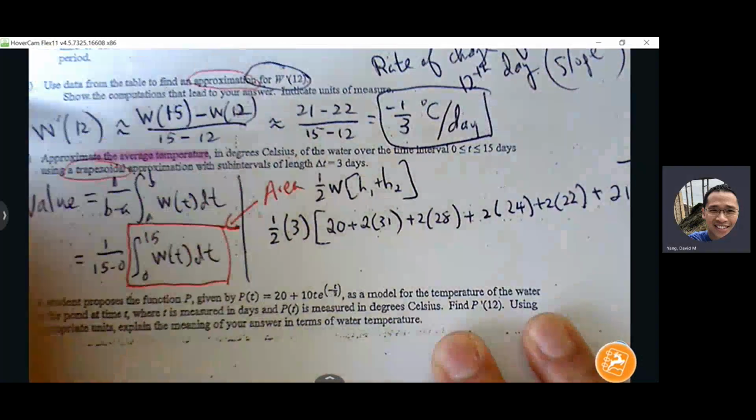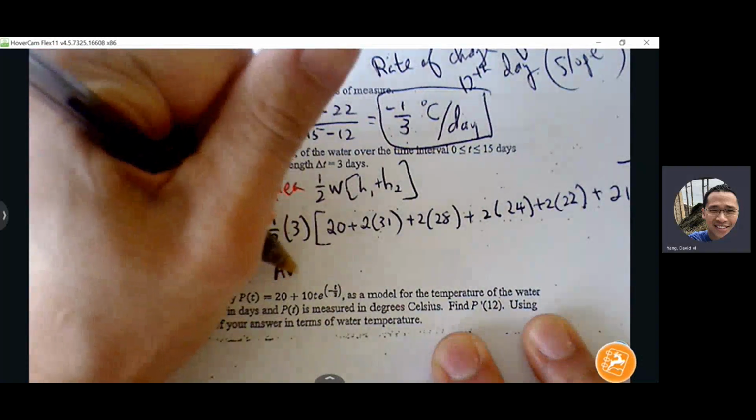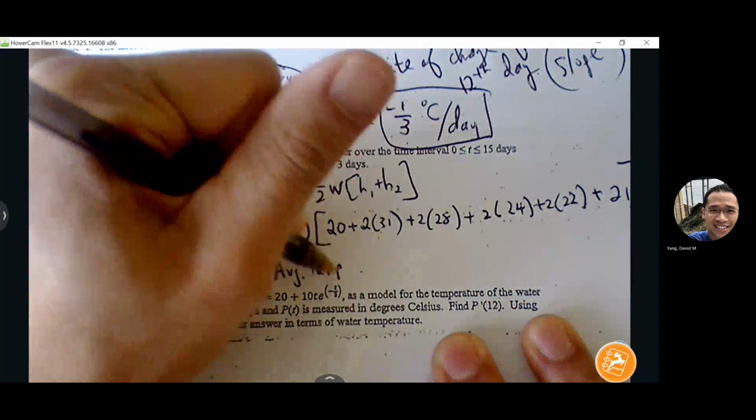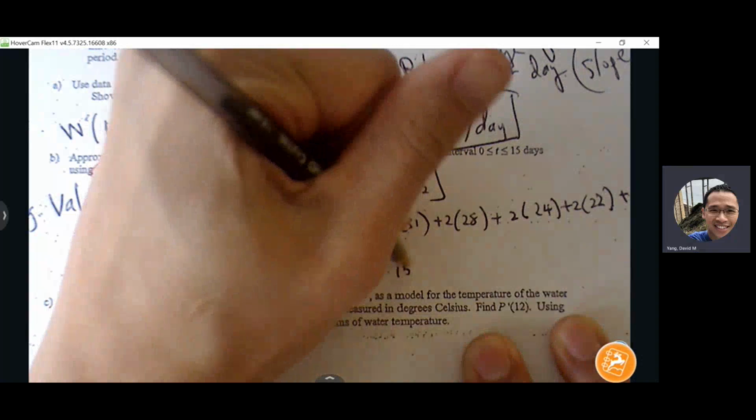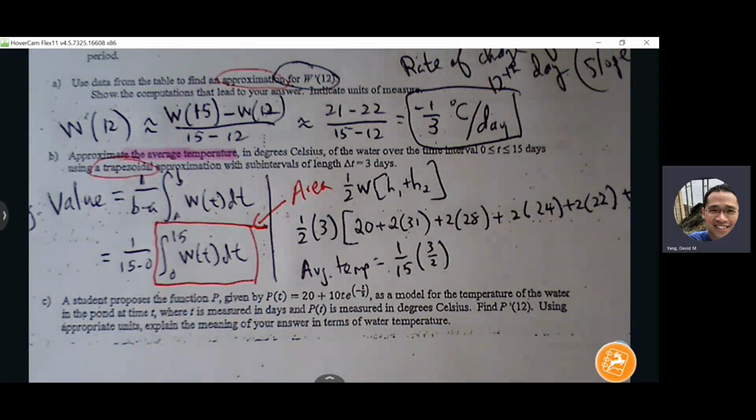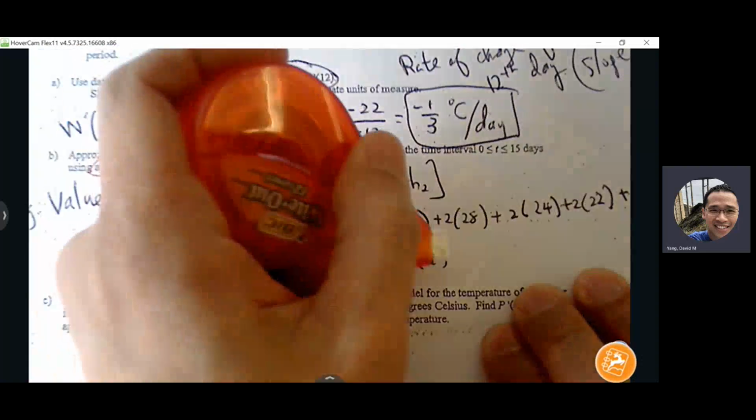Okay, I'll save some time here, but the average temperature, we don't want to forget about that width component, right? So it's 1/15 of 3/2. Well, 3/2 times all that mess is going to be 376.5.